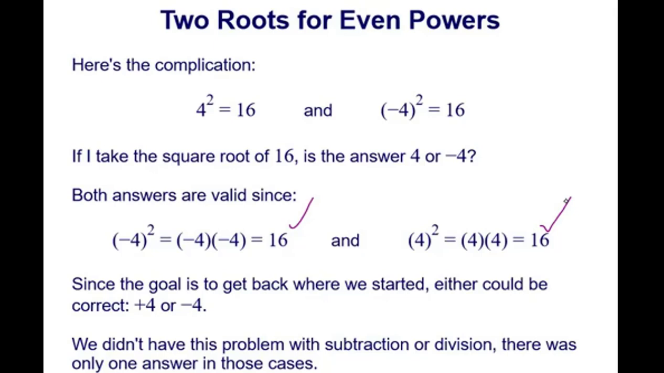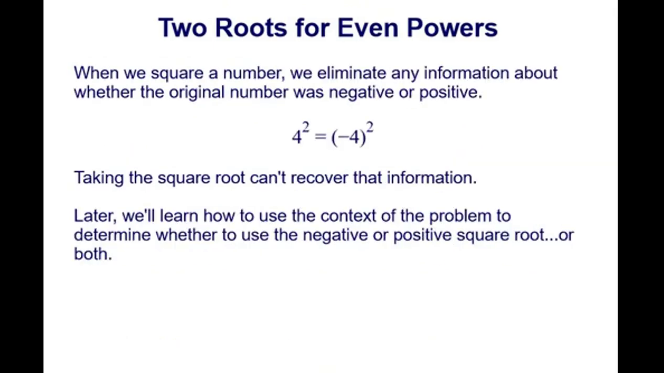We didn't have this problem with subtraction or division since there was only one answer in those cases when we were looking for the inverse operation of addition and multiplication. So here we have our first complication. When we square a number, we eliminate any information about whether the original number was negative or positive, right? We have 4 squared is equal to negative 4 squared. Taking the square root can't recover that information. Later, we'll learn how to use the context of the problem to determine whether to use the negative or positive square root, or both in some cases. But for now, we just don't have enough information.